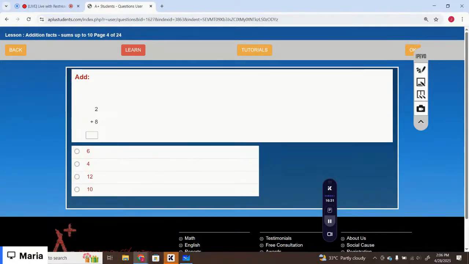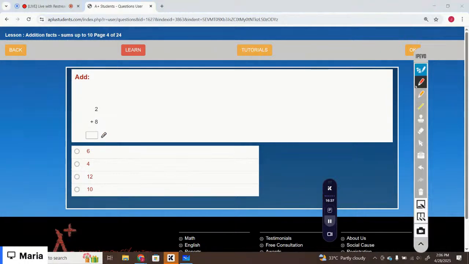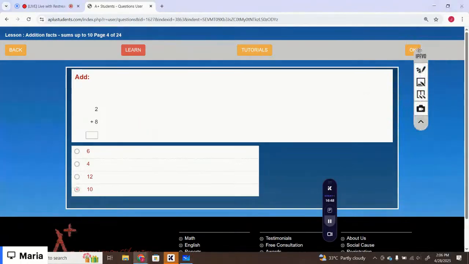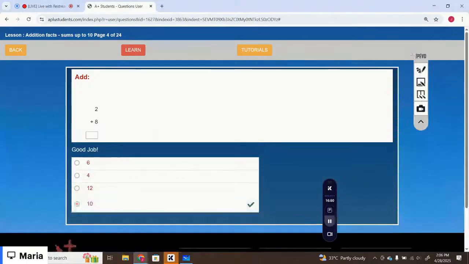2 plus 8. So start with 8 and count up 2. That is 8, 9, 10. So 8 plus 2 makes 10. The correct option is 10, the last option.